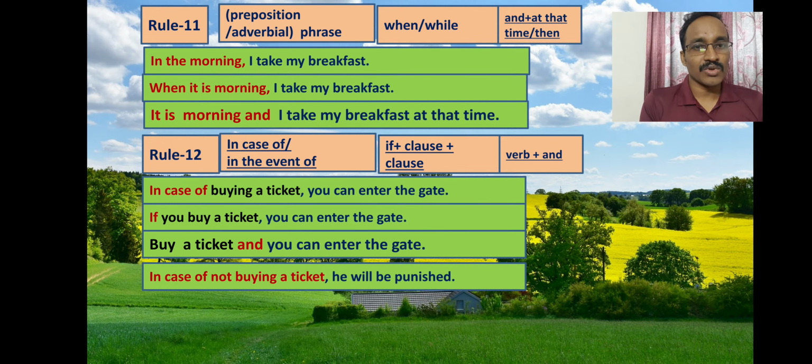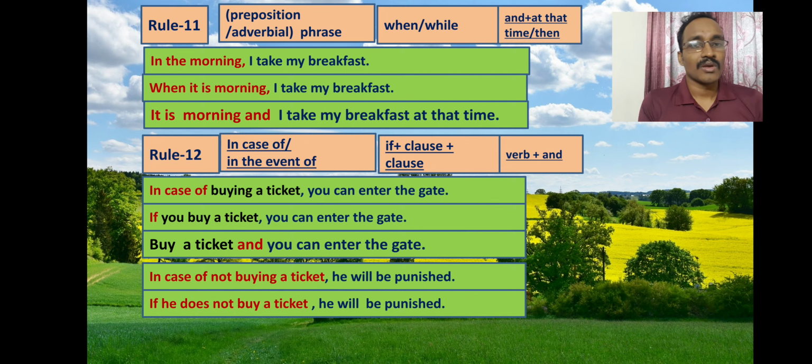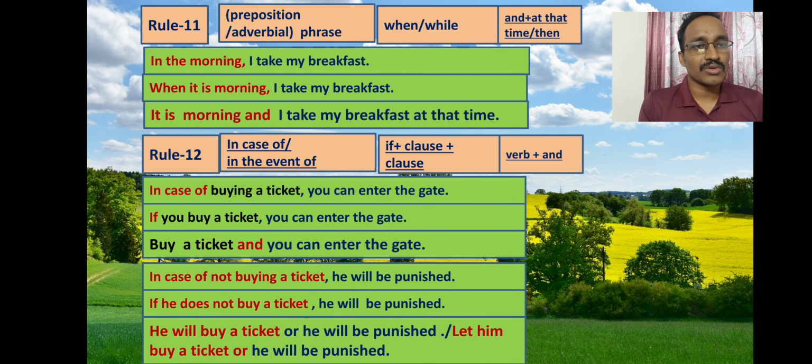Let's see another example. In case of not buying a ticket, he will be punished. So what is the answer? It is negative. The first one, the phrase is negative, so we will also use a negative clause here. If he doesn't buy a ticket, he will be punished. And to make it a compound sentence, we will use and. Or here the sentence is negative, so we will use or. He will buy a ticket or he will be punished.